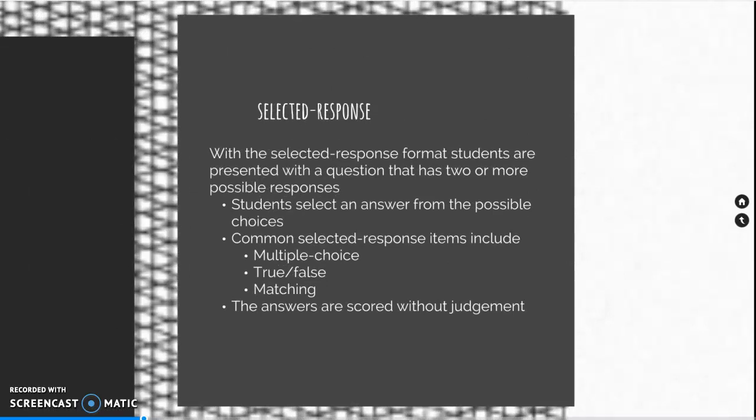In the selected response format, students are presented with a question that has 2 or more possible responses. Students then select an answer from the possible choices. Common selected response items include multiple choice, true/false, and matching. These kinds of items may also be called objective, referring to the way the answers are scored without judgment. A single correct or best answer is identified for each item, and scoring is simply a matter of checking to determine whether the choice was correct.